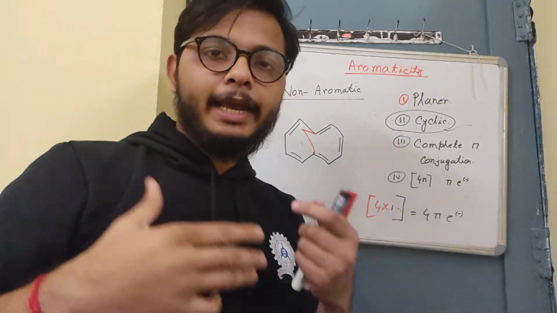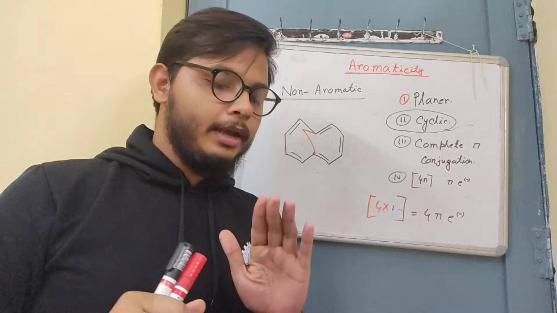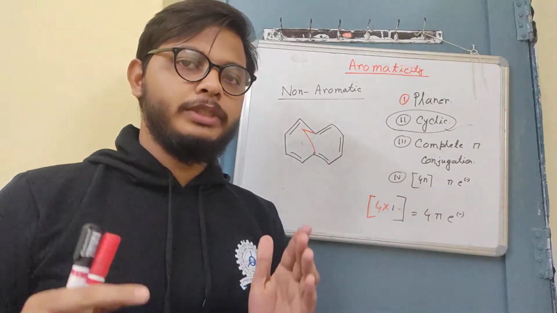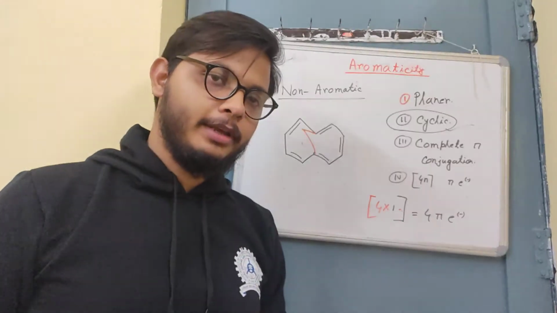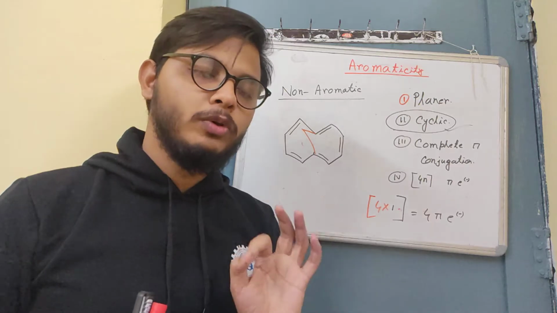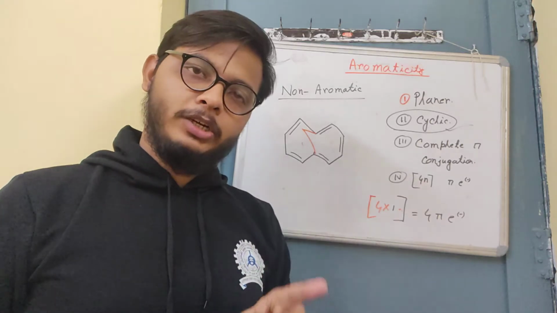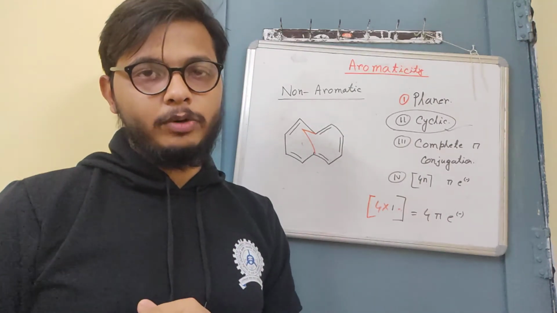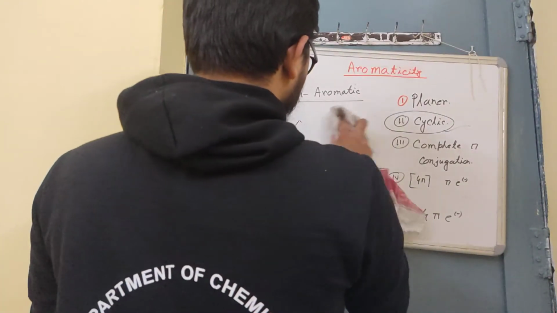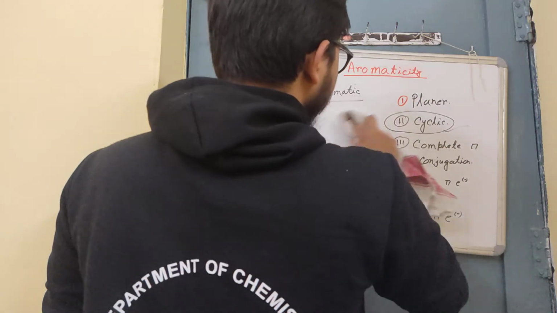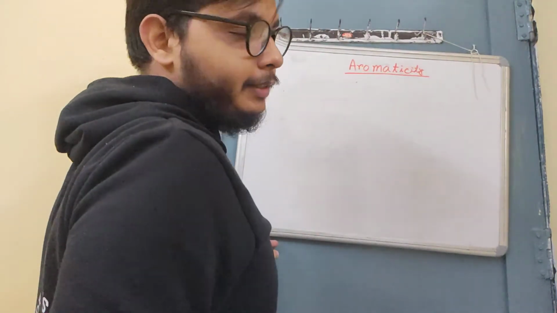And if we go for the energy order, the compounds which are aromatic are more stable than non-aromatic, then anti-aromatic. That means anti-aromatic compounds are the most unstable. Aromatic compounds are the most stable, then non-aromatic, then anti-aromatic. There is one more classification actually, that is quasi-aromatic.